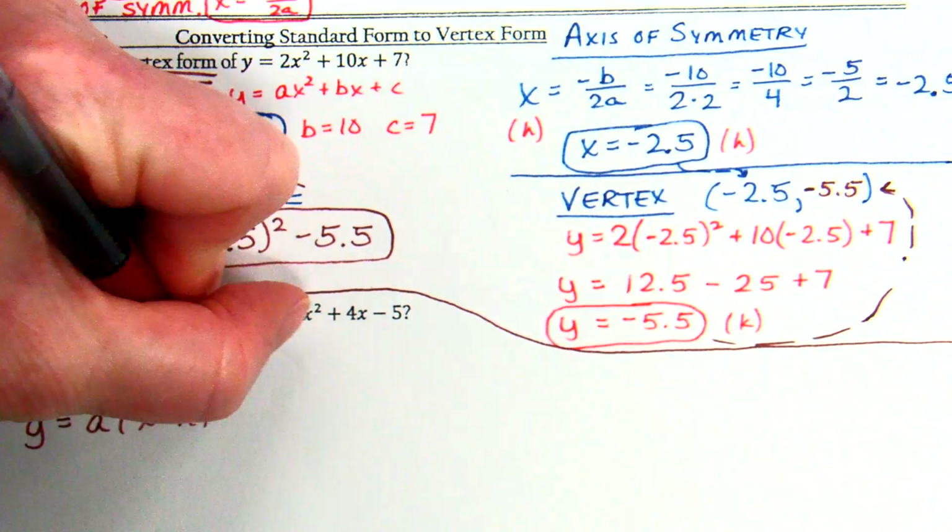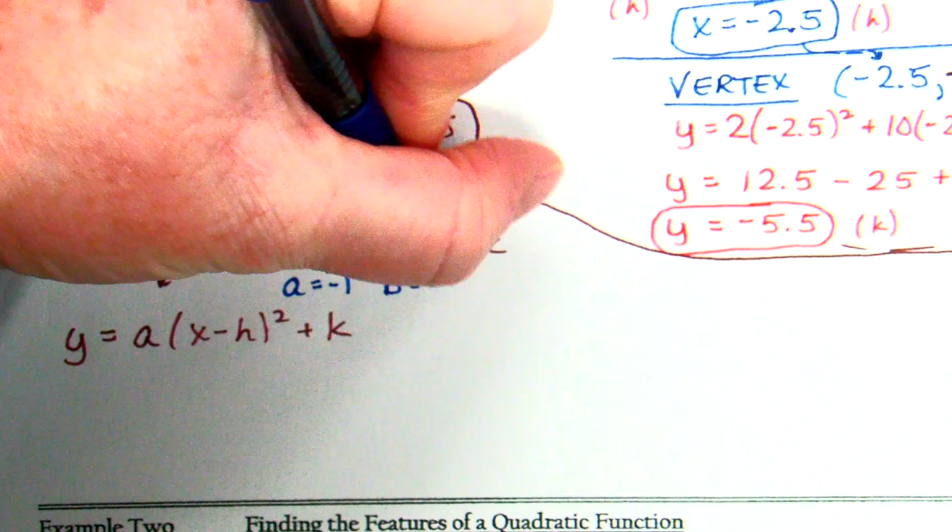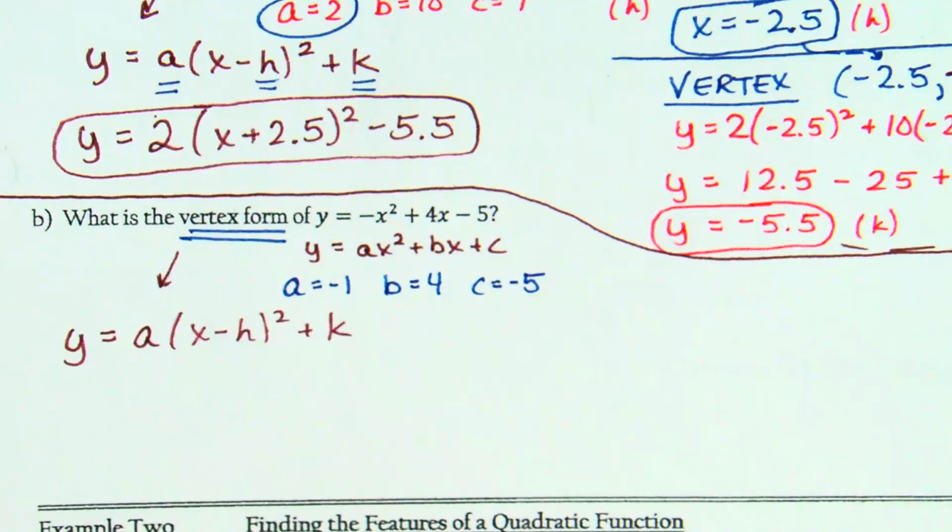So you may not personally need to write them down, but as a teacher guiding you through it, I always write them down. What are my ABCs? a is -1, b is 4, and c is -5. Okay, a is -1 because there's a negative in front of that x squared. Are we okay with my ABCs? Yeah. Okay. So, in order to find vertex form, we need to find the axis of symmetry because that's going to help me find h.